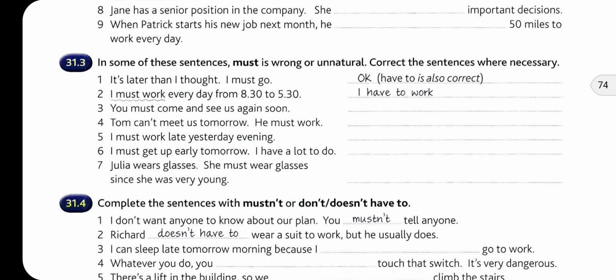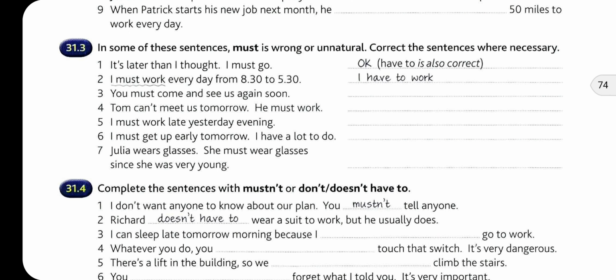The next exercise: here we need to decide whether the sentence is right or wrong. In some of these sentences, must is wrong or unnatural. The use of must is not acceptable, not natural, and we need to decide. Number 3: you must come and see us soon. Let's analyze the sentence: you must come. Here the sentence is normal, there is no mistake. I can say you must come and you have to come and see us; both of them are correct. Okay, the sentence is fine here.